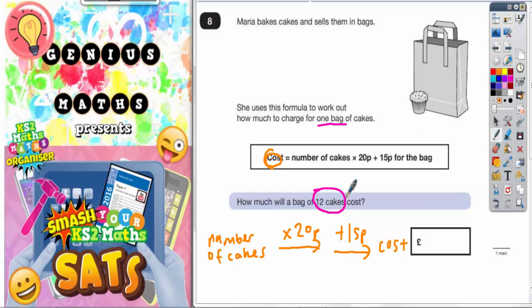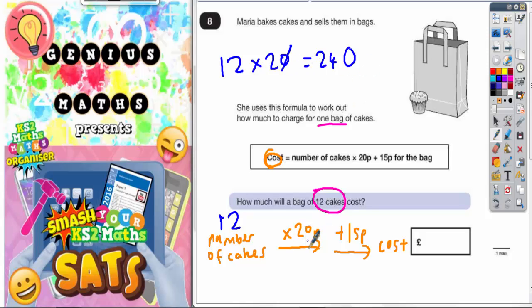Okay? So how much will a bag of 12 cakes cost? Well, 12 is the number of cakes, so we need to do 12 times 20 and then add on 15. So let's work that out. 12 times 20. Well, first thing you can do is cover up the 0 and then put it back on at the end. So 12 times 2 is 24, and add on your 0 is 240. So if 12 2s are 24, 12 20s must be 240.